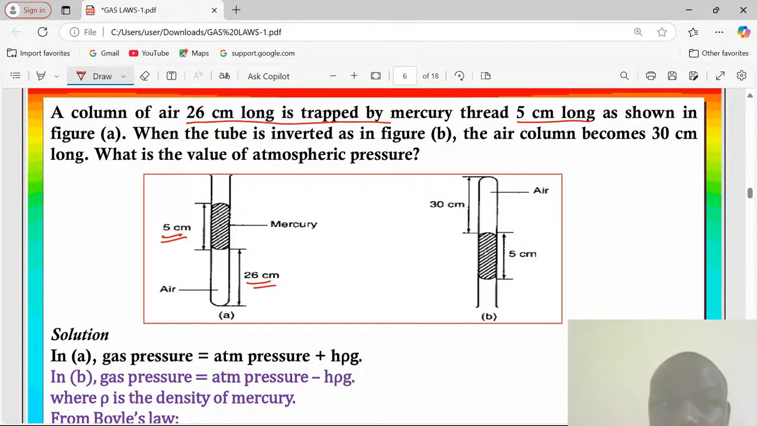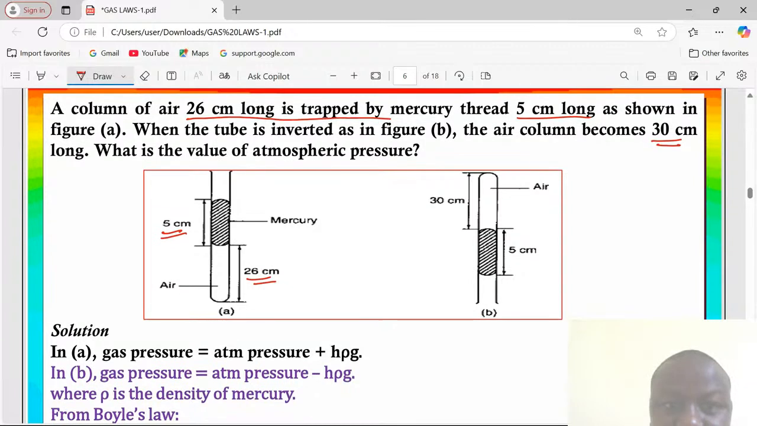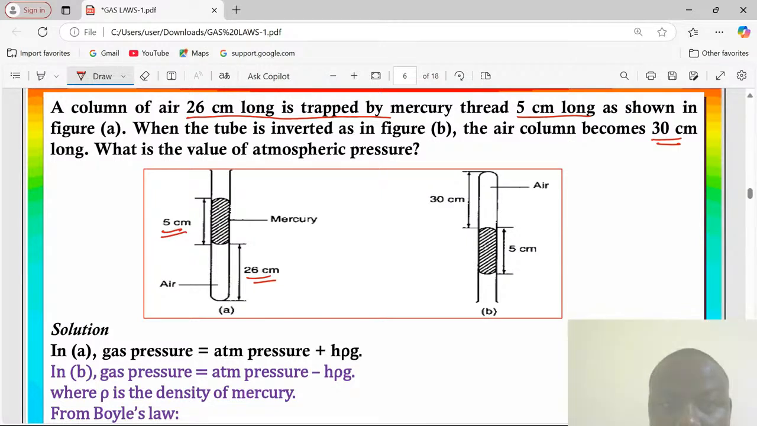You can see now the tube is upright. When the tube is inverted, as you can see in figure B, the air column becomes 30 centimeters long. What is the value of the atmospheric pressure? Now, let us analyze this very carefully. I will also give another scenario whereby the tube is laying horizontally. So look at the first case.